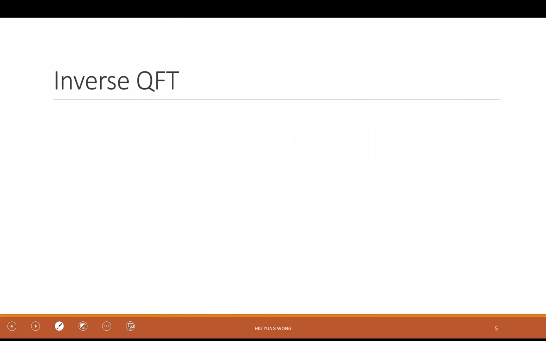What is the inverse of the quantum Fourier transform? I can tell you, and then we prove it. The inverse of the quantum Fourier transform... I first want to study this one. Let me study this one.